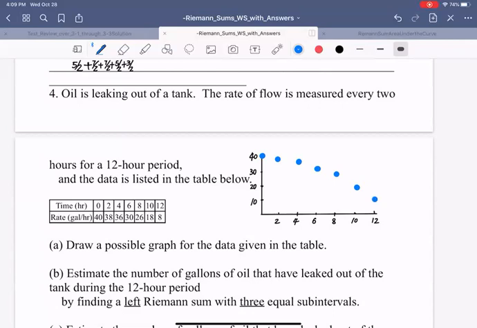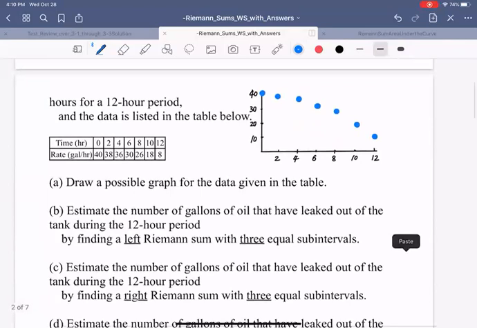I think my hand drawing is pretty good, right? Yeah, it's really good. Okay, so that's the graph. If you want to connect it, you can connect it. All right.